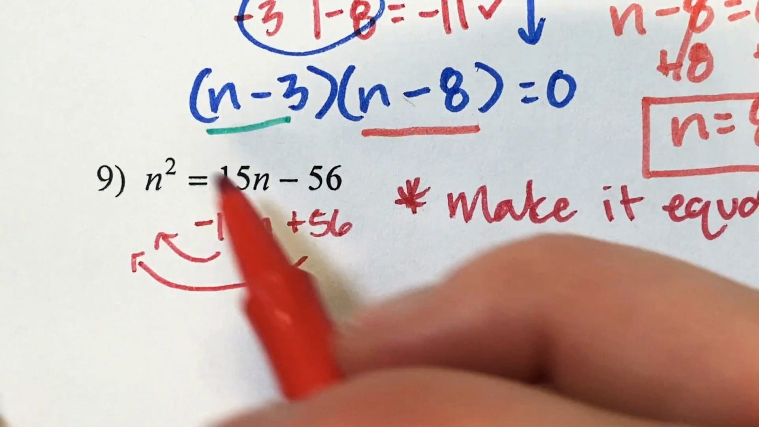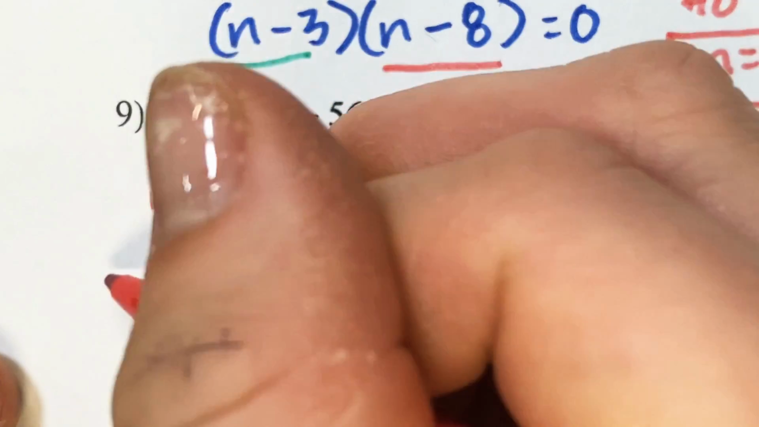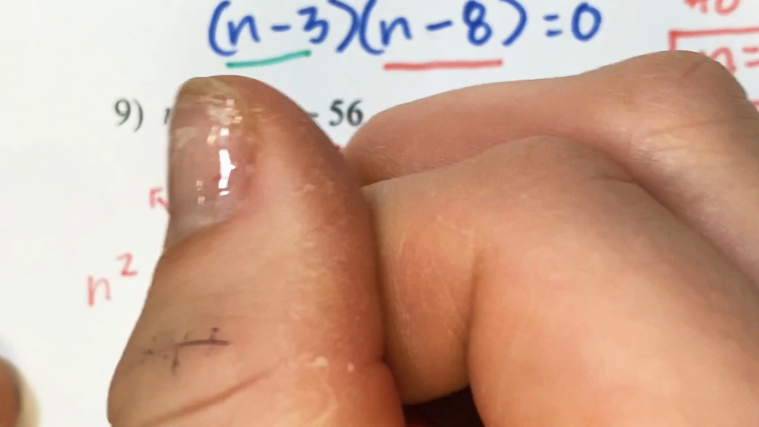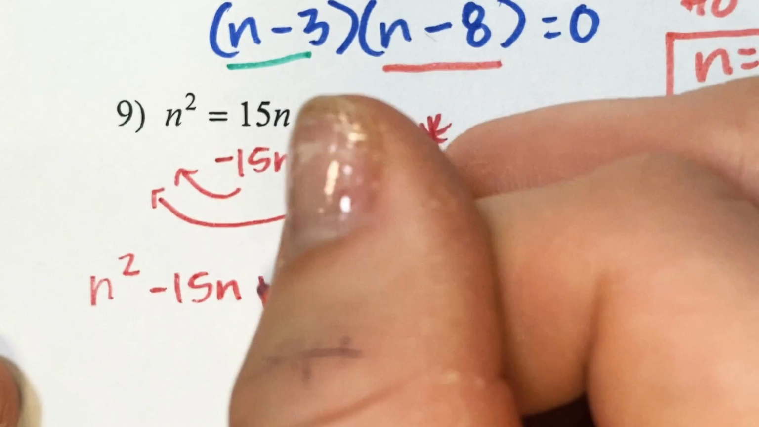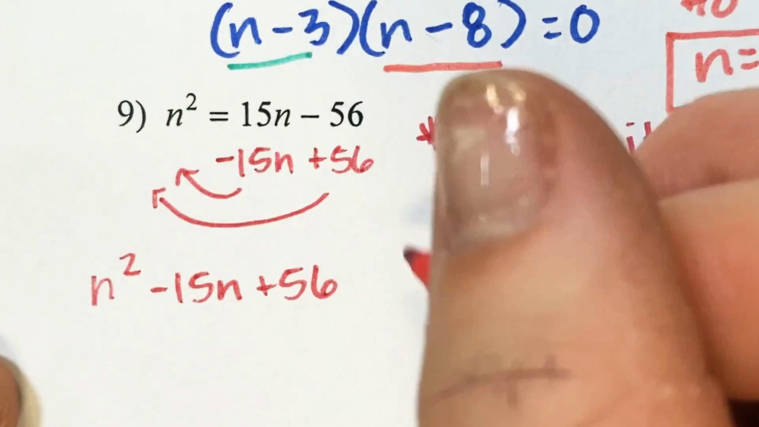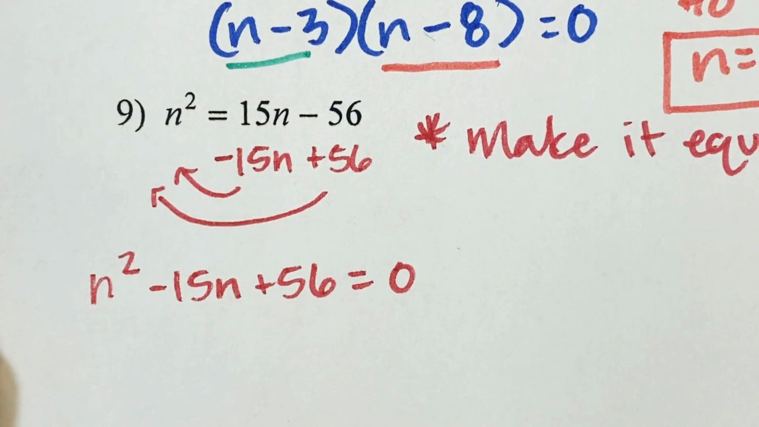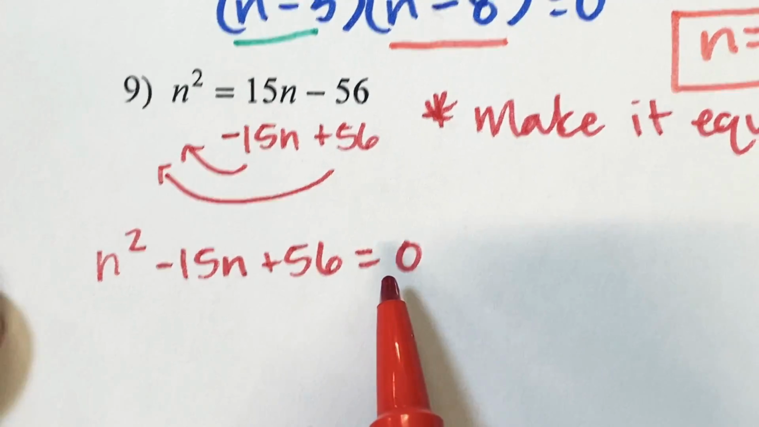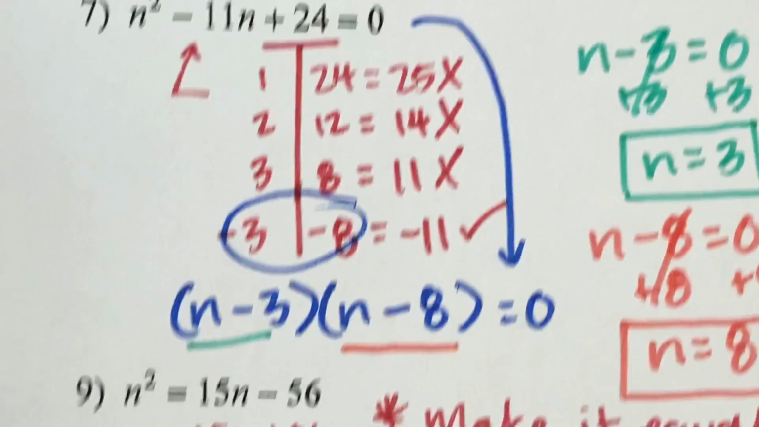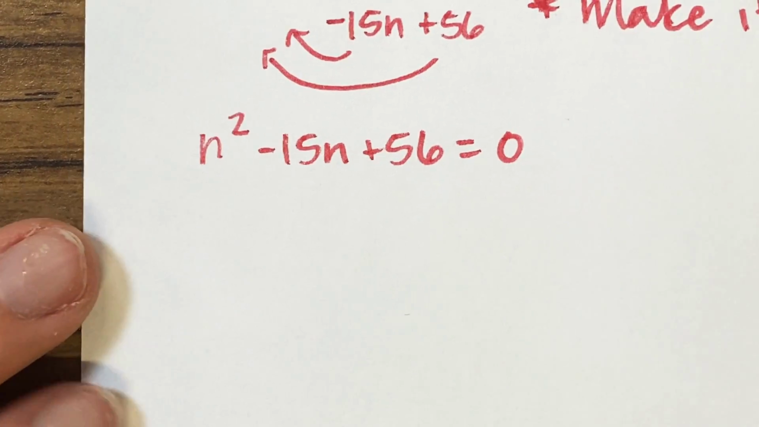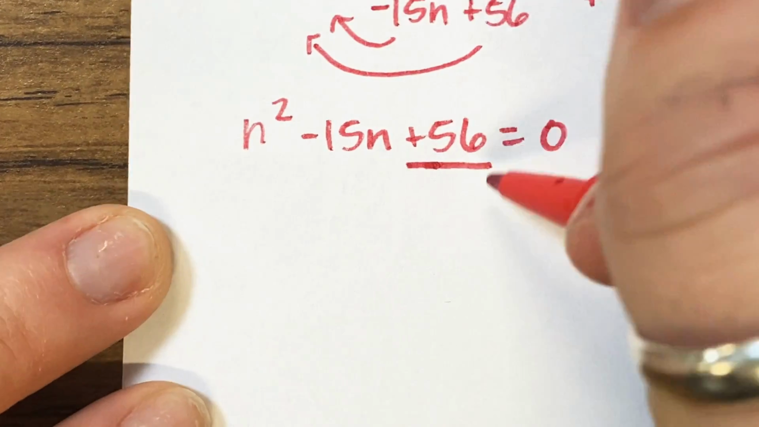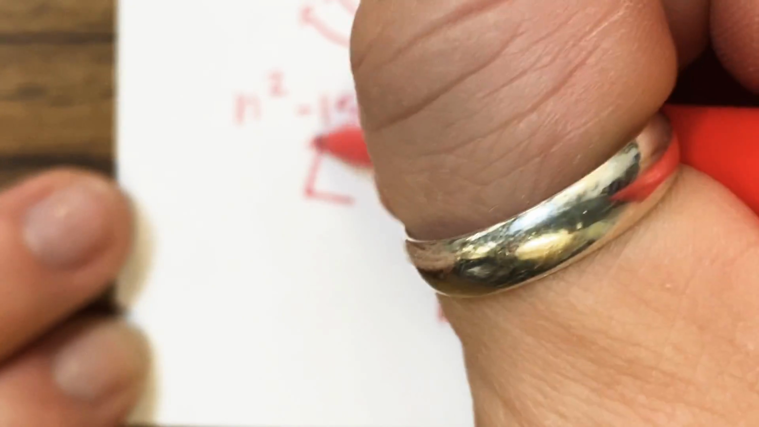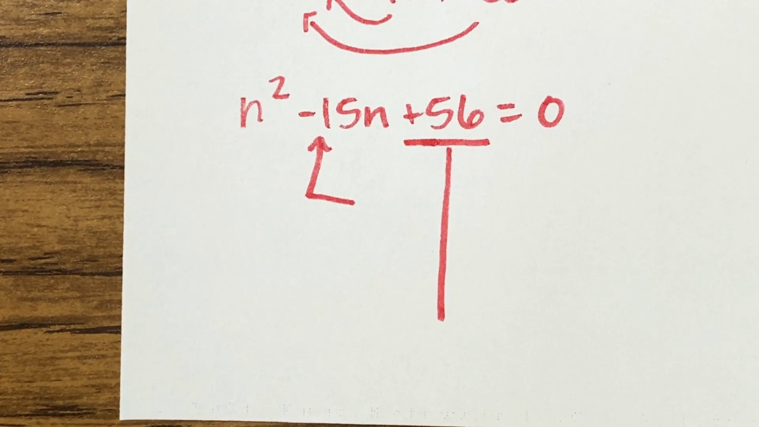So our new equation on this side is going to be n squared, that was already over there, minus 15n, and plus 56. Now it all equals 0. We had to make it equal 0 in order to solve, just like we've been doing. So now let's solve. We have plus 56 as our last number, so we need two numbers that multiply to give me 56, but add together to give me negative 15.